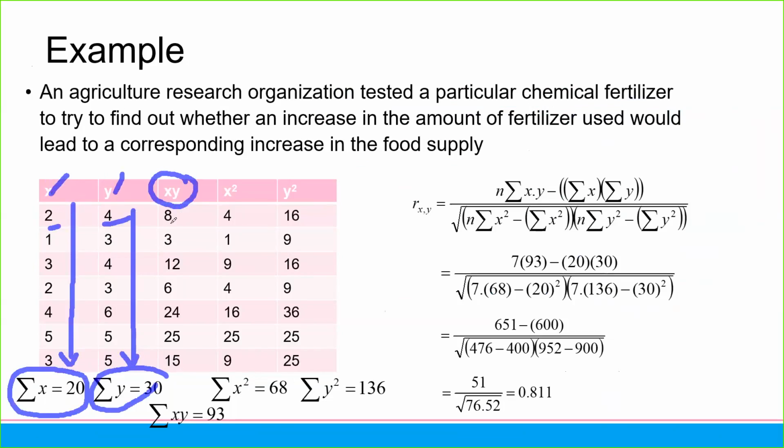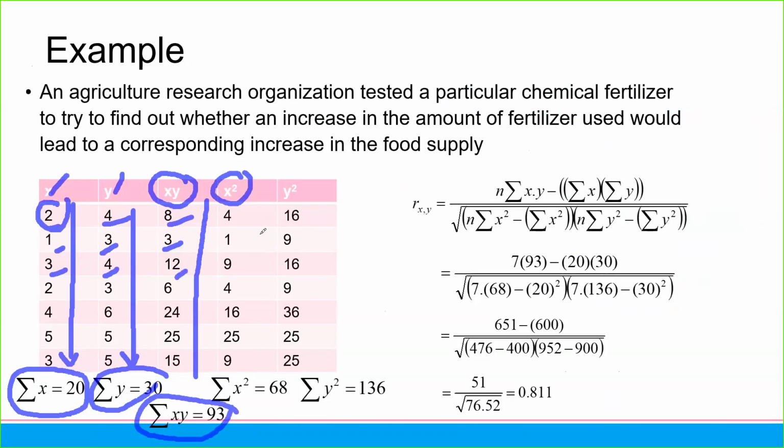2 multiplied by 4, 8. 1 multiplied by 3, 3. 3 multiplied by 4, 12. And so on. We will do the summation. And then we have the x power of 2. So 2 power of 2, 4. 1 power of 2 is 1. 3 power of 2 is 9. And so on. And we will do the summation.